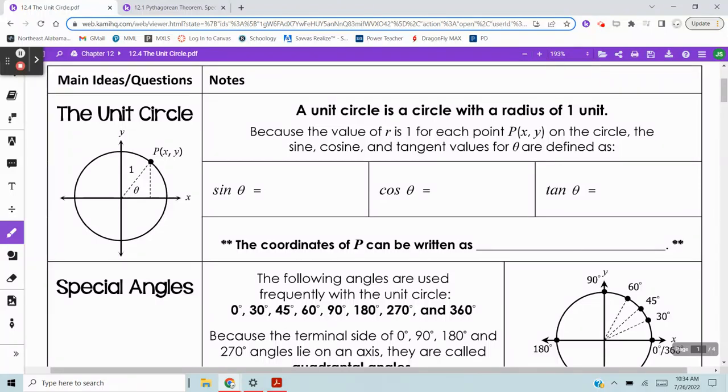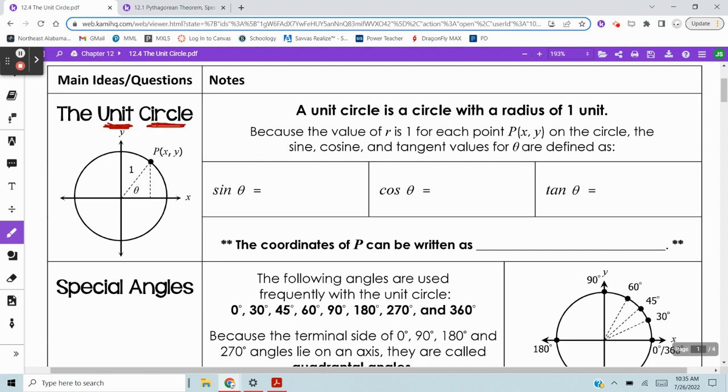Okay, in this lesson, we're going to start talking about the unit circle, and we're going to use this unit circle combined with previous lessons to find sine, cosine, and tangent of angles of rotation. Now, let's begin discussing what we actually mean by a unit circle.